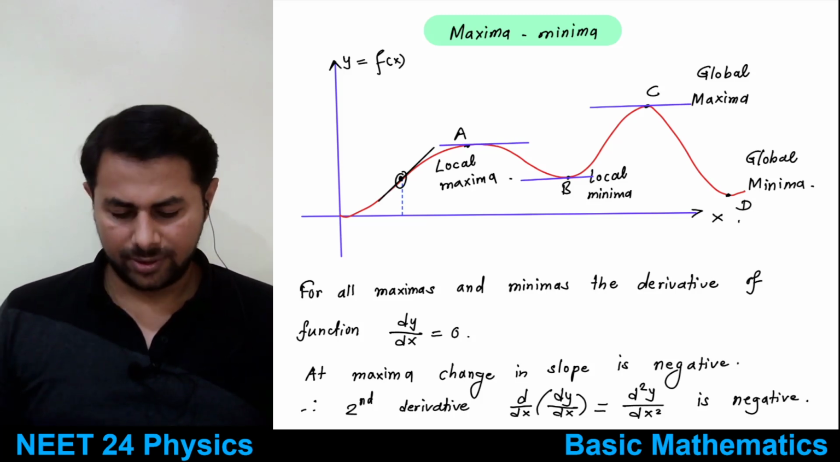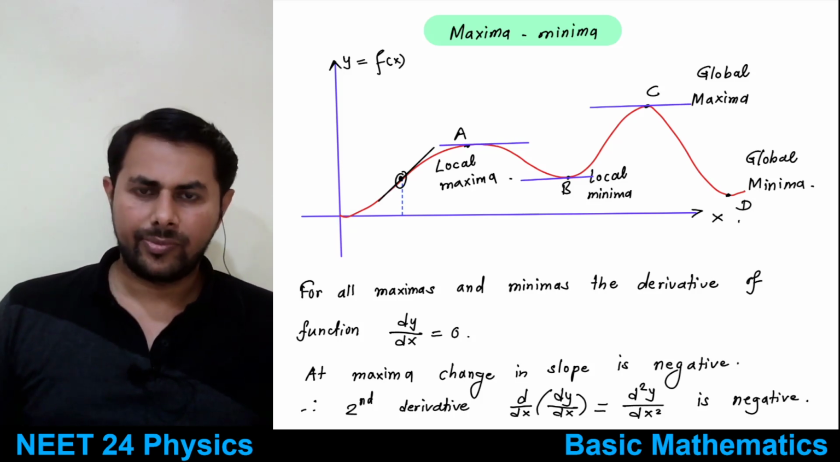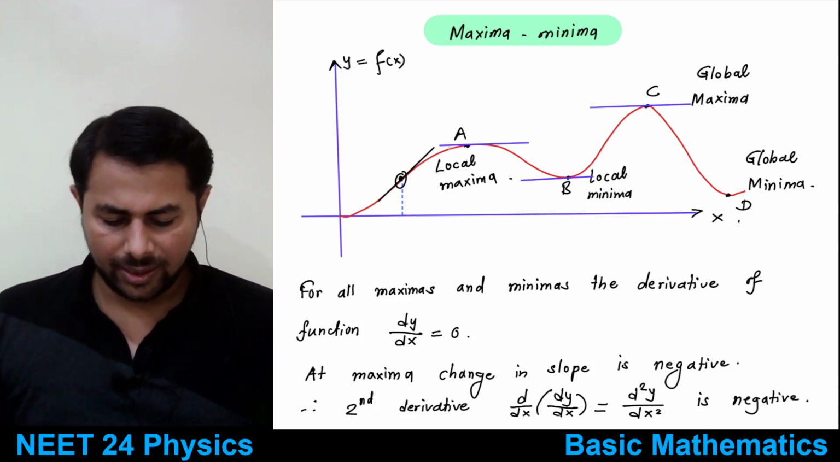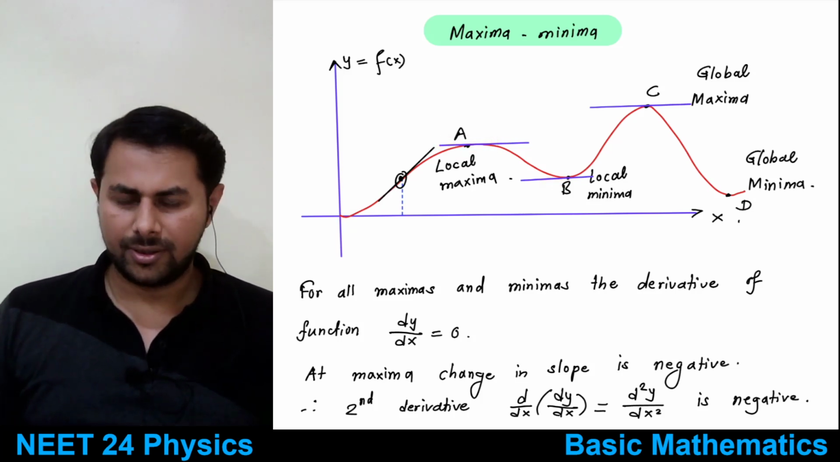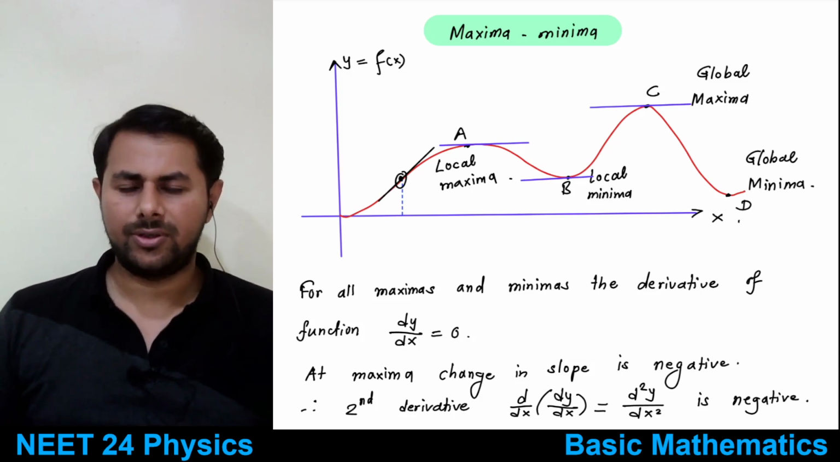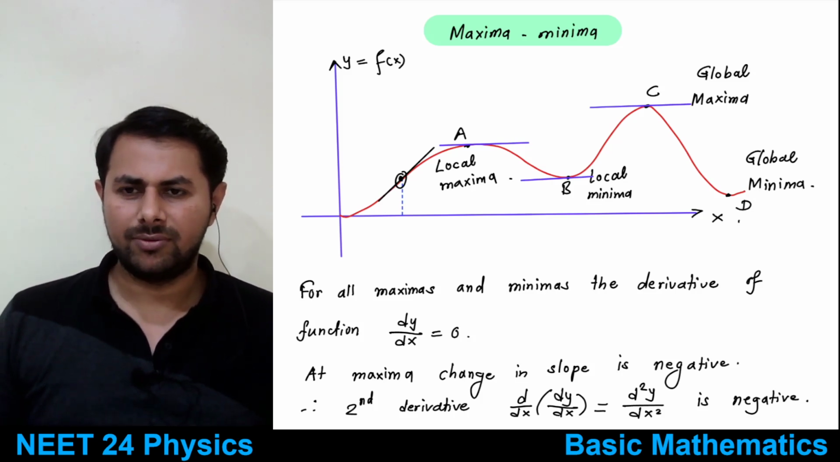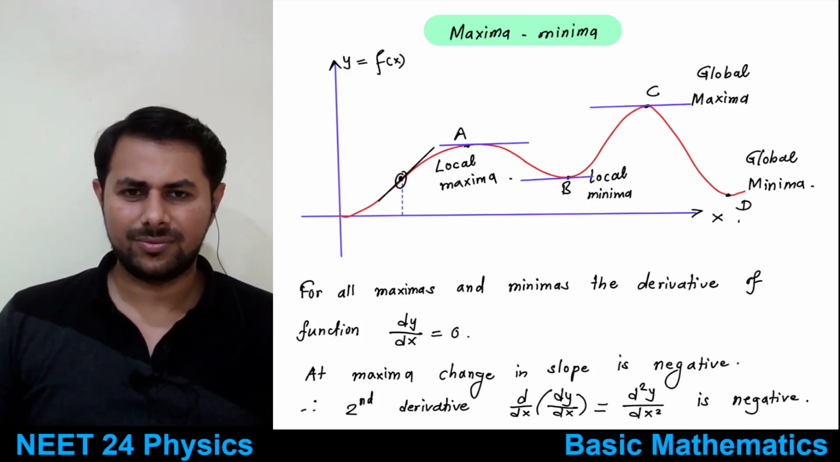Okay, then now we need to understand what happens at the maxima and minima. Suppose I want to find out slope of a curve. How do I find slope of a curve? What do I take? I take derivative, right?